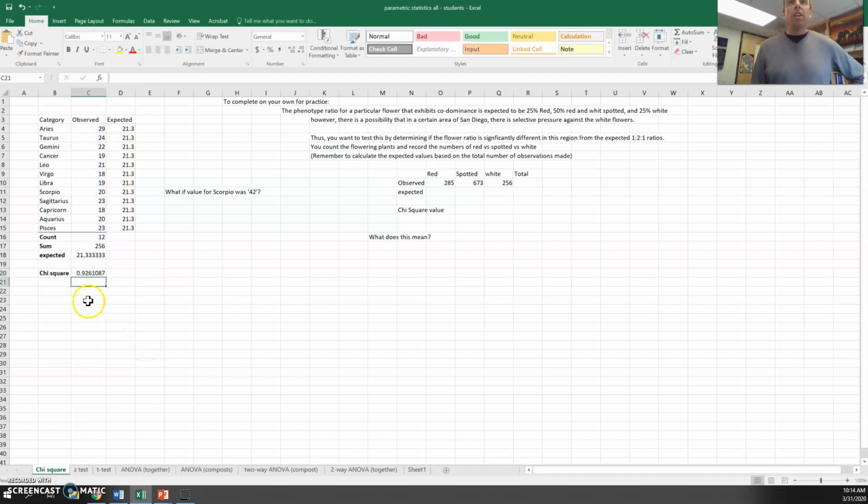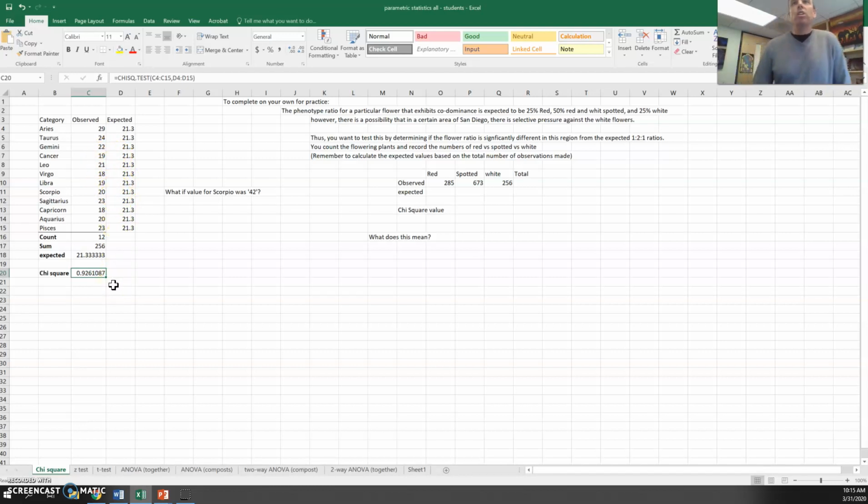And you can see here that my chi-square value is 0.926. This means there's a 92.6% chance that these data are the same. So there is not a reason to believe that this data is different from each other other than random variation. In other words, it's telling me that Virgo is not actually an outlier low, and Aries is not actually an outlier high. Within random variation, this fits my expected values enough to the point of a 92.6% chance these two are the same, right? So my chi-squared value says these are not different from each other.